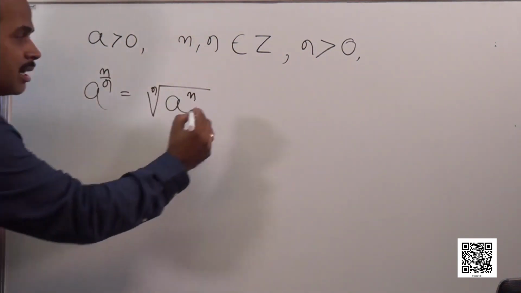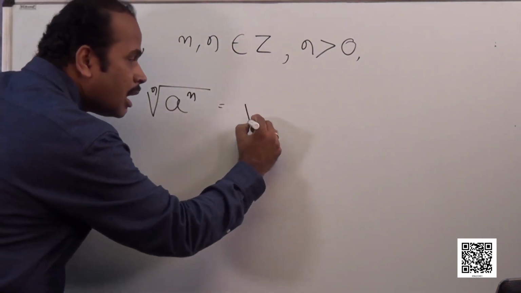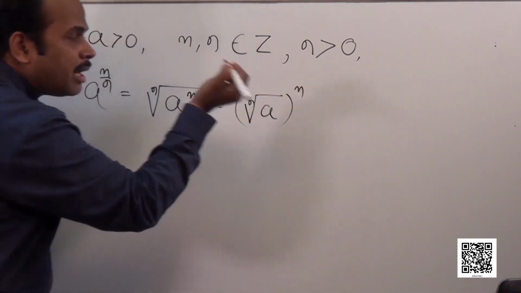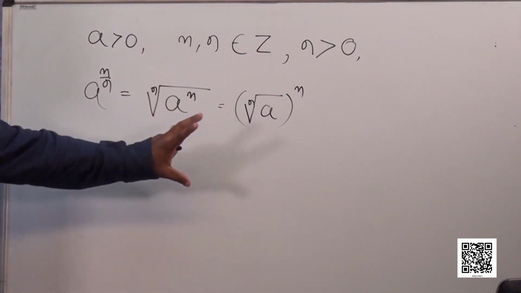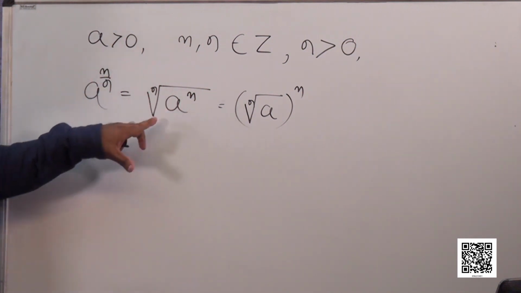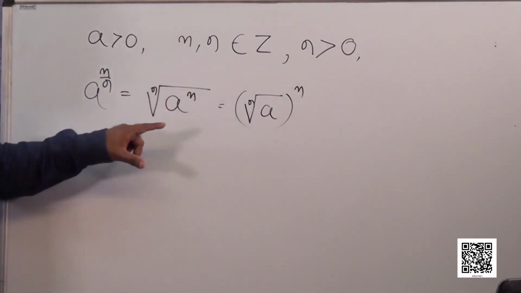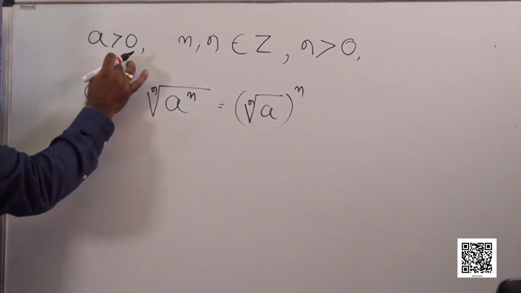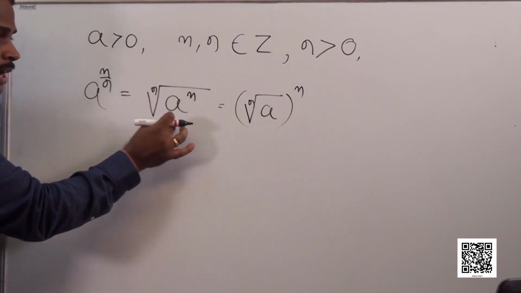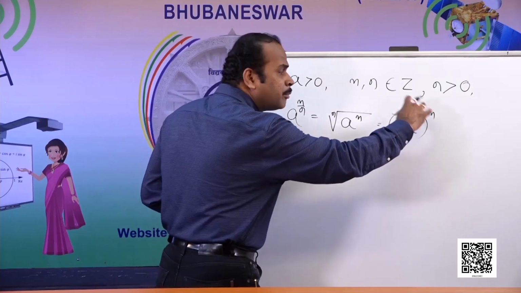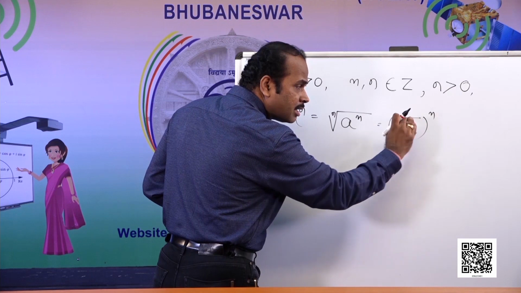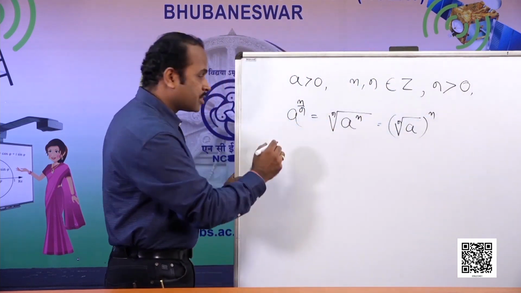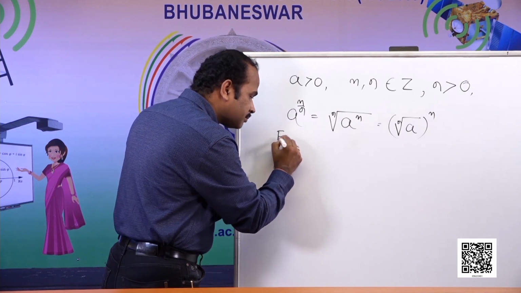Or I can say it is the nth root of a, whole to the power m. Either I can write m inside this nth root or I can write it outside. Both of these give the same value. A to the power m by n is the nth root of a to the power m, or the nth root of a whole to the power m. These two things.